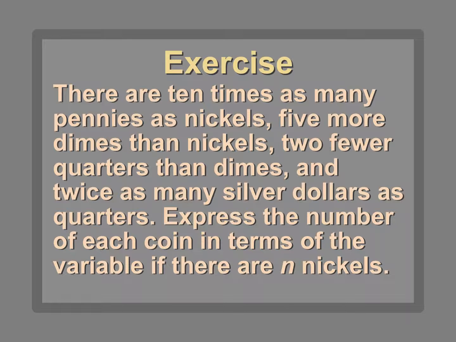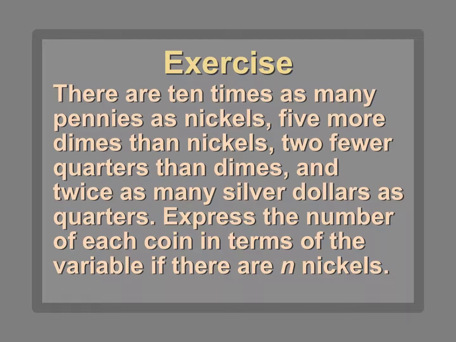It says we have 10 times as many pennies as nickels, 5 more dimes than nickels, 2 fewer quarters than dimes, and twice as many silver dollars as quarters. And the question is, express the number of each coin in terms of the variable if there are n nickels. So for every coin, the answer needs to be written in terms of n for nickels.